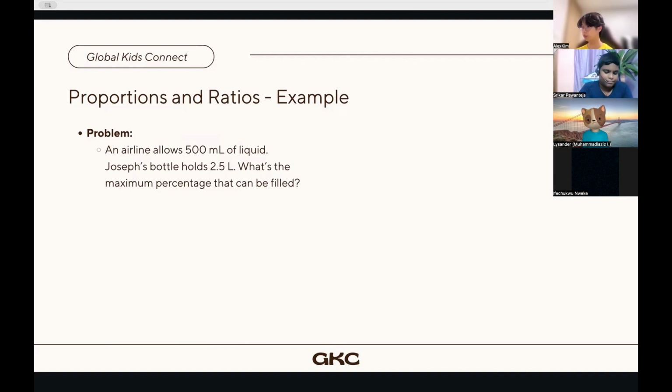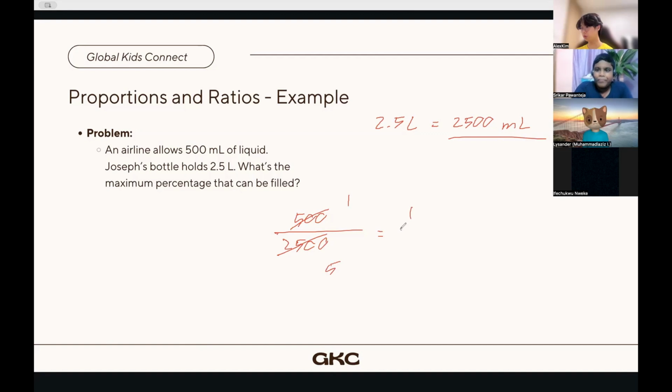First thing we have to do, just for easy calculation, is convert liters to milliliters, so that we get 2.5 liters equals 2,500 milliliters. Then if we know that this is the total volume, and we can only fill up to 500, then we can show it as a proportion. We get 500 over 2,500, which, if we simplify, is 1 over 5. So 1 over 5 or 0.2. Or we can also say that this is equal to 20%.